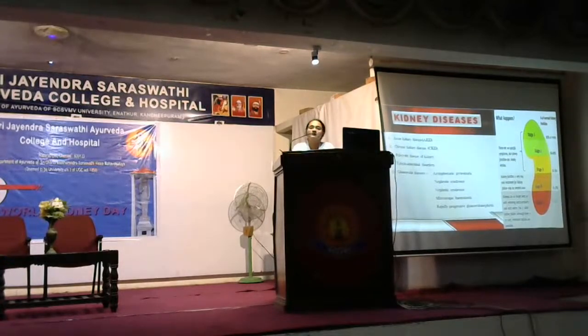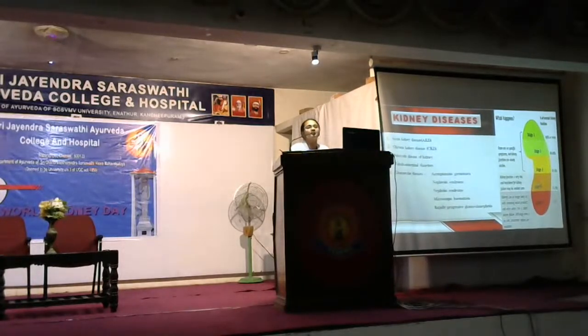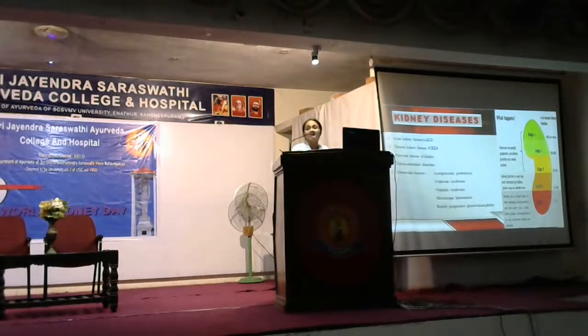I have here certain most important kidney diseases, incidence wise. First is acute kidney disease, then chronic kidney disease, polycystic kidney disease, tubulointerstitial disease, and glomerular diseases, which include asymptomatic proteinuria, nephrotic syndrome, nephritic syndrome, microscopic hematuria, and rapidly progressive glomerulonephritis. I would like to say certain symptoms and signs of all these kidney diseases along with the treatment.